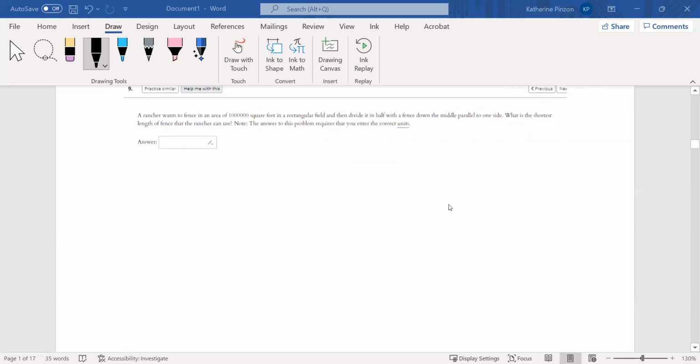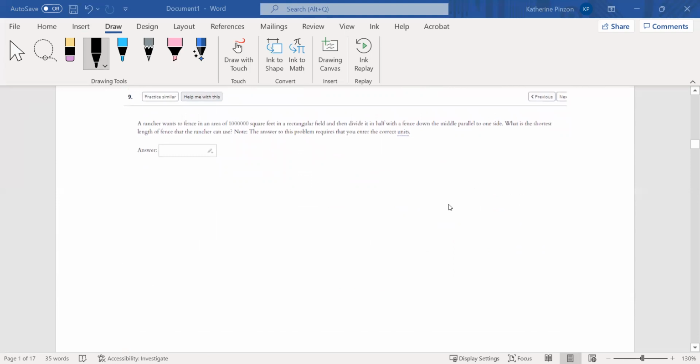Okay, 9. A rancher wants to fence in an area of 1 million square feet in a rectangular field, and then divide it in half with a fence down the middle parallel to one side. What is the shortest length of fence that the rancher can use? Note, the answer to this problem requires that you enter the correct units.